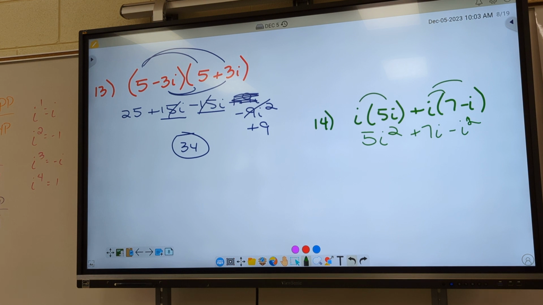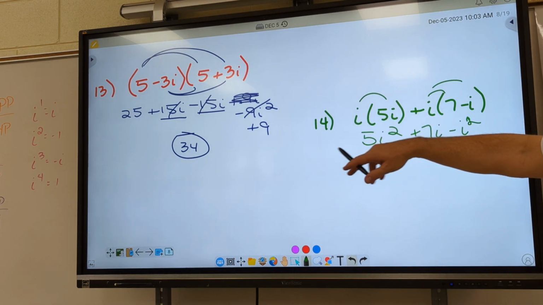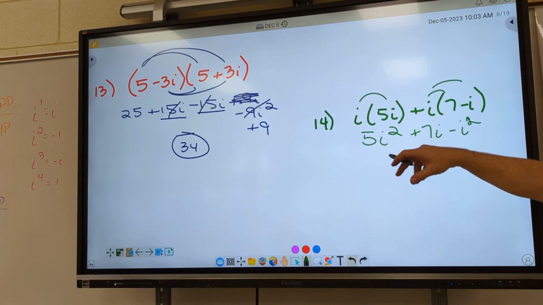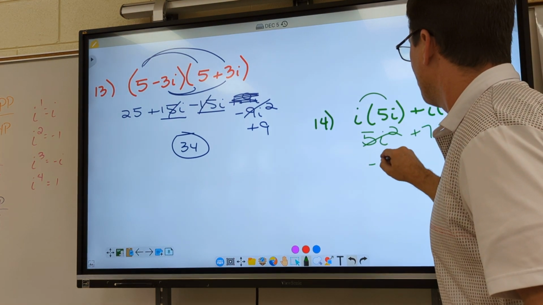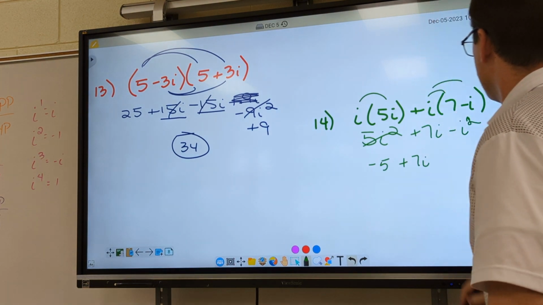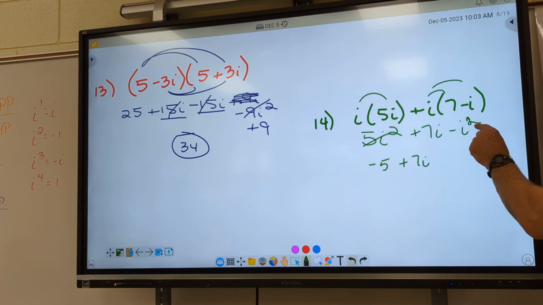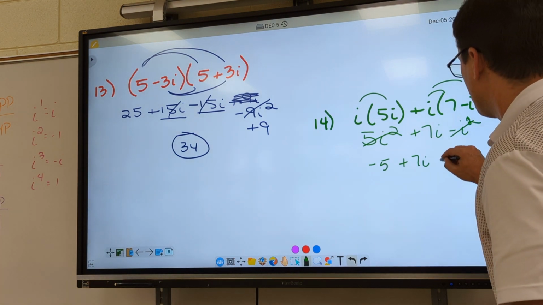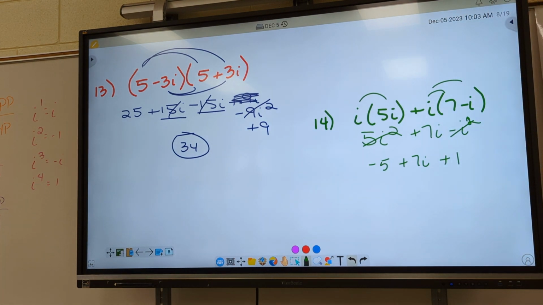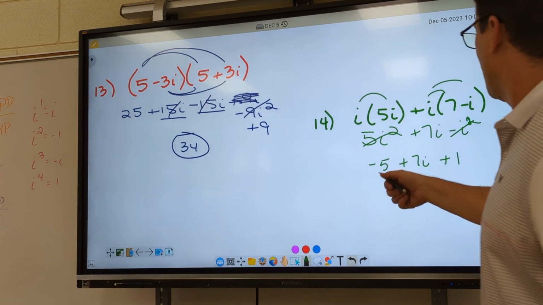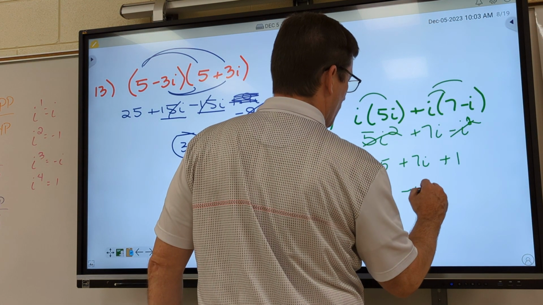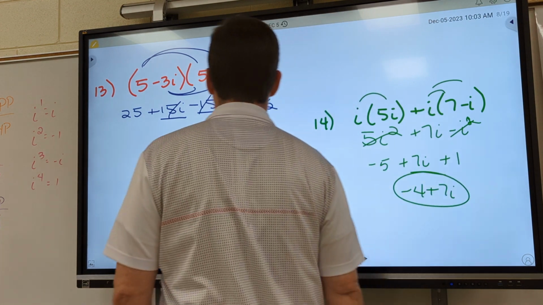All right, so let's clean this up a little bit. We've already said this twice. What does i squared turn into again? So that's going to be a negative 5. Now look at this. i squared is a negative 1, and you got another negative right in front of it. So what's a negative times a negative? That turns into positive 1. All right, final answer, negative 5 plus 1 is negative 4. Bring down your 7i.